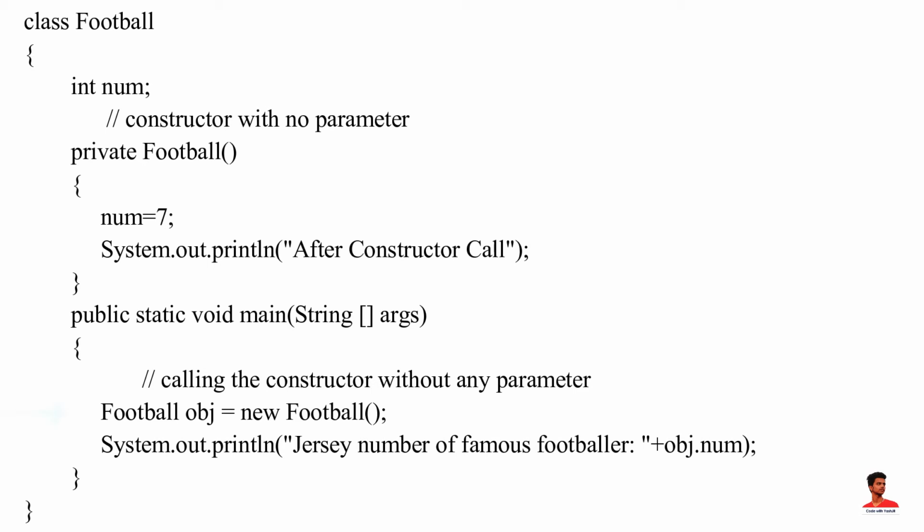Here we are creating the object inside the same class. Hence, the program is able to access the constructor. However, if we want to create objects outside the class, then we need to declare the constructor as public.